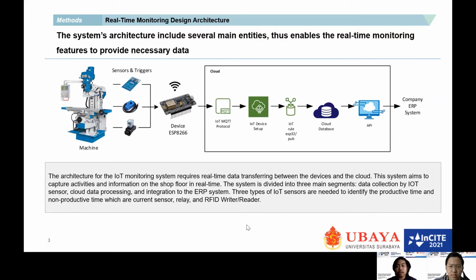Basically, in order for the system to work on capturing production activities data, there are three main segments, which are data collection by the IoT device sensors, cloud for data processing, and the integration to the company's ERP. To support the data collection, three sensors are used to identify changes on the shop floor that will be translated by the ESP8266 microcontroller, and then the data will be sent through the internet to be processed by the cloud and visualized on the company ERP system and dashboard that is integrated throughout the system.